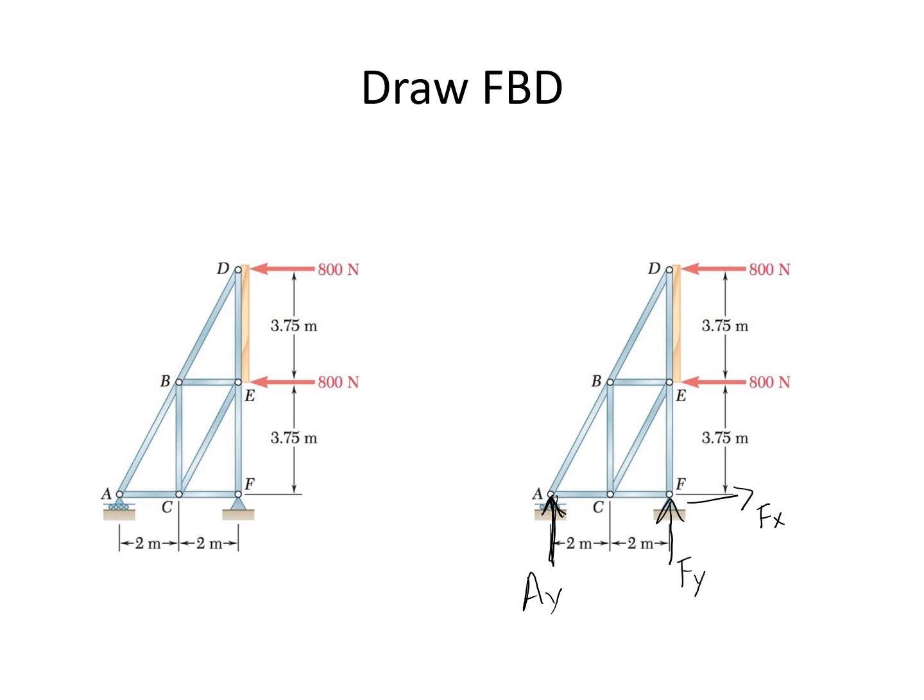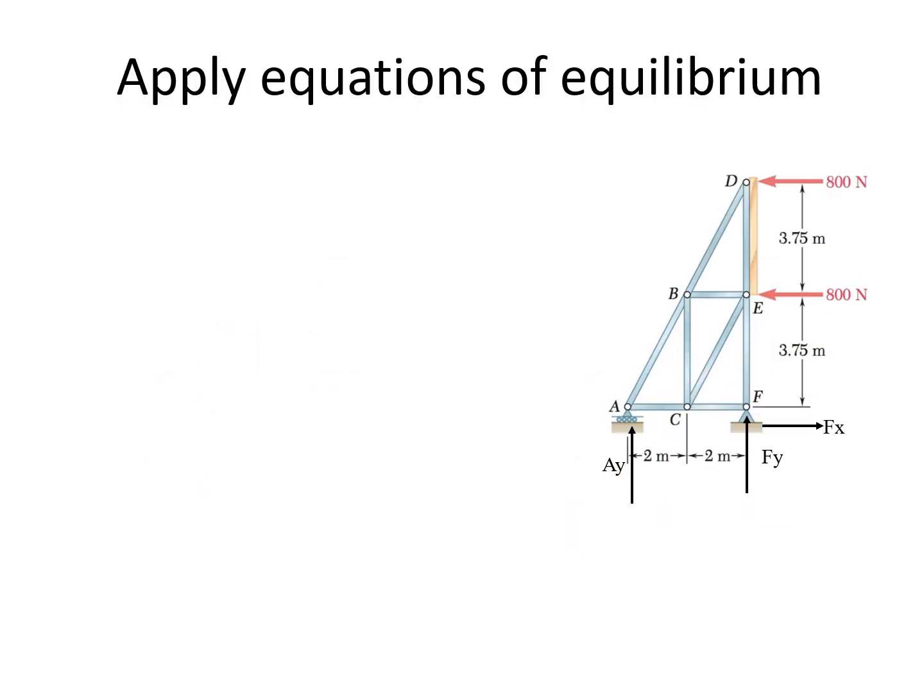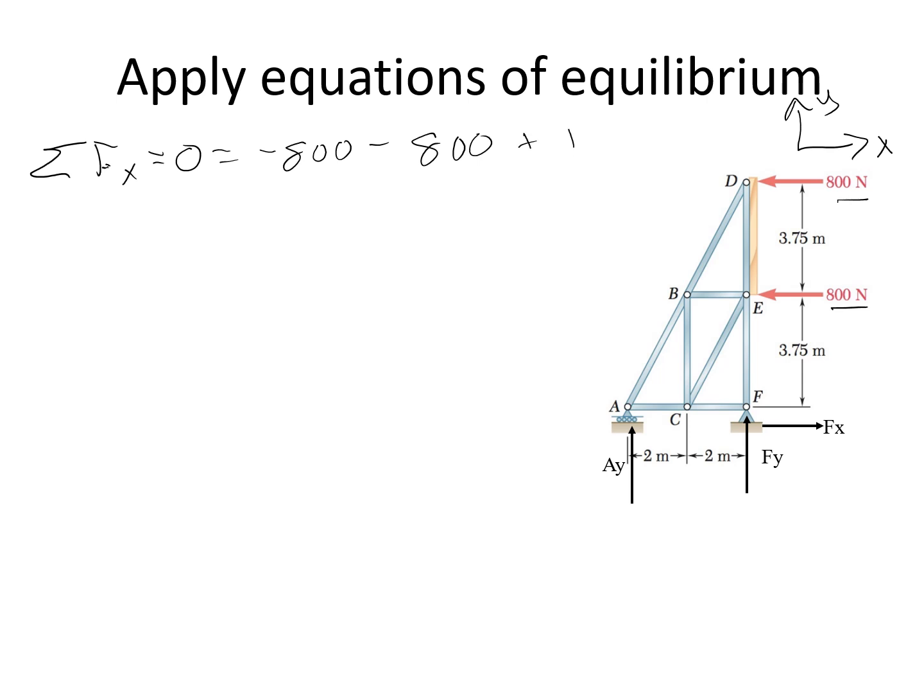unknowns. I still have 3 equations of equilibrium, even though there is not a moment reaction. So let's apply those 3 equations of equilibrium. I can start with the sum of the forces in the x direction, as I've done before, is equal to 0. And if we're assuming that this is xy positive, then that's going to equal negative 800 for this one, minus 800 for that second force, plus Fx. And so Fx is equal to 1600 newtons.